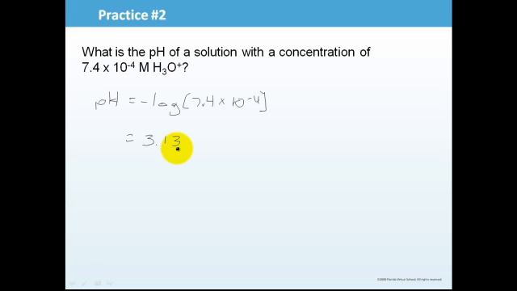Now, if this problem asked for pOH, which it didn't, but if it did, remember we said pH plus pOH is equal to 14. So to get the pOH, we could just take 14 and subtract the 3.13. And that would give us a pOH of 10.87.